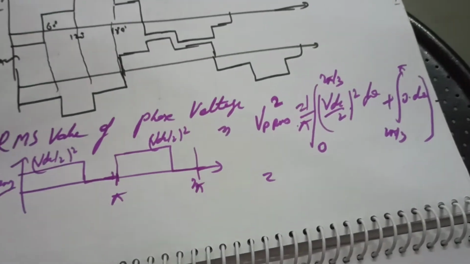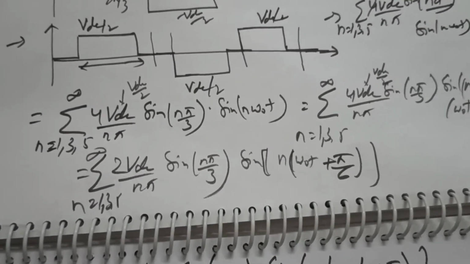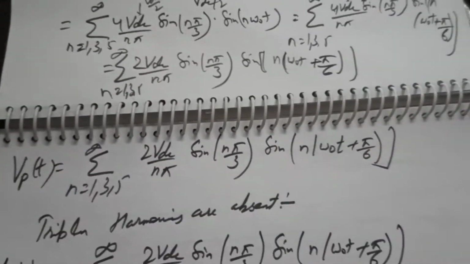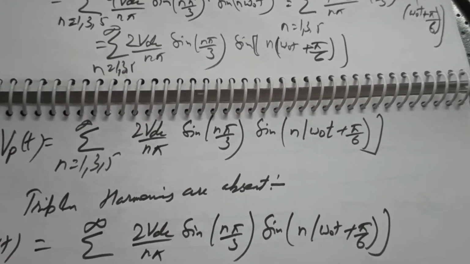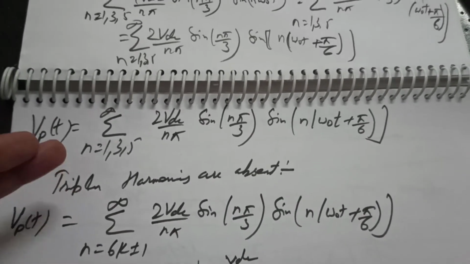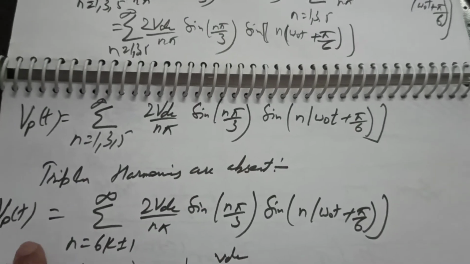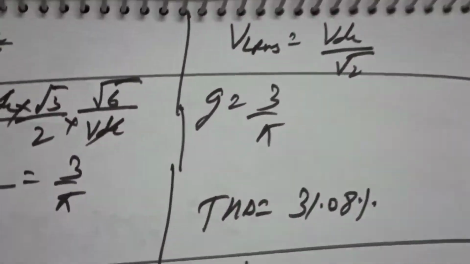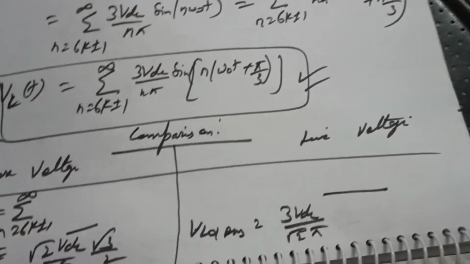So before proceeding with all the values, I would like to again discuss it is 2 VDC by n pi sin n pi by 3 sin n omega naught t plus pi by 6, and the phase voltage is 2 VDC by n pi sin n pi by 3 sin n omega naught t plus pi by 6. Triplen harmonics are absent because of this term. Again, the line voltage can be derived as 3 VDC by n pi, sin n omega naught t plus pi by 3.